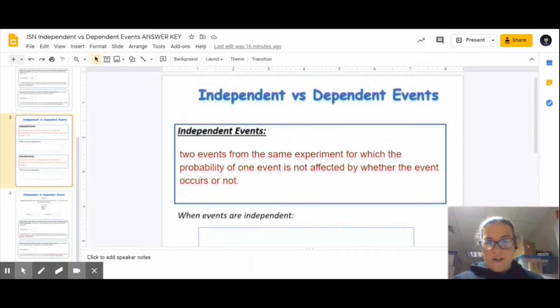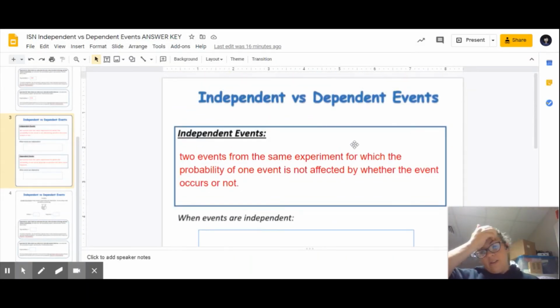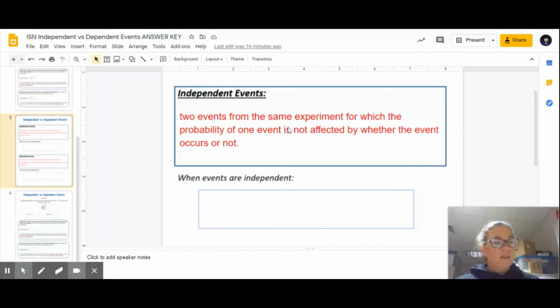All right, so in our independent and dependent events, we filled in these definitions already. So what we're going to fill in now is we were just talking about these two events, flipping a coin and rolling a die. And we noticed that when I was calculating the probability of flipping and getting heads, it was the same as the probability of getting heads, given that I have already looked at rolling a 4. So rolling a 4 had no influence on getting heads, so those were independent events.